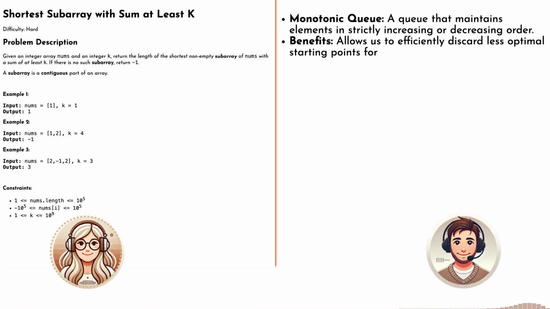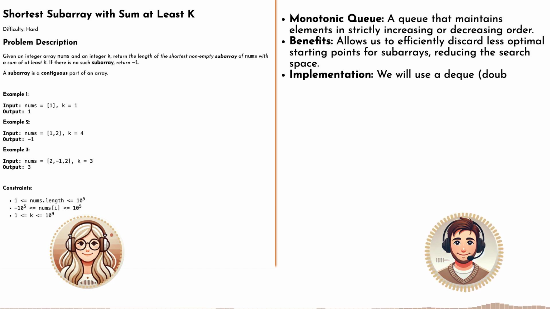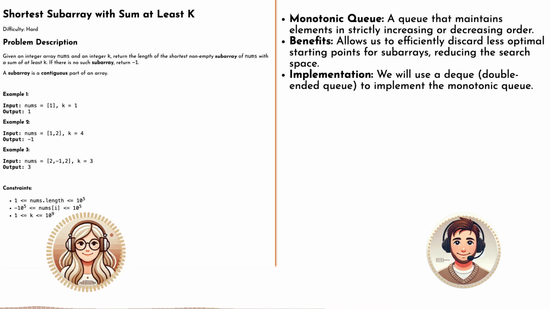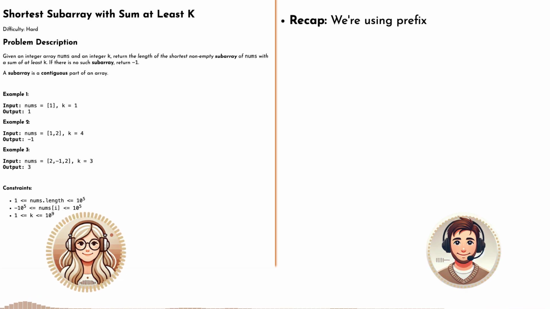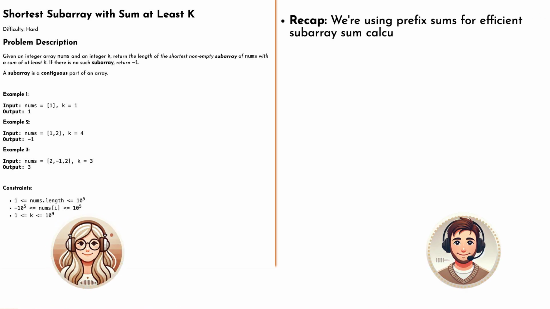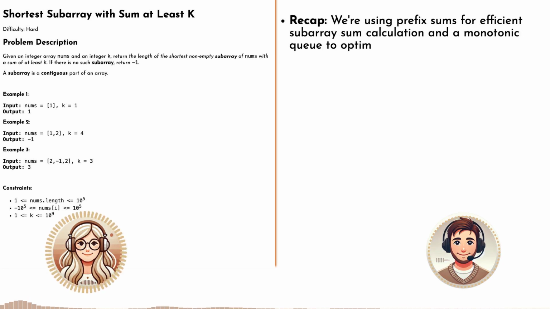Last time, we left off talking about this idea of using a monotonic queue to solve our shortest subarray problem. We figured out brute force is way too slow, and that prefix sums give us that speed boost, but we still need to figure out a way to efficiently manage those potential starting points for the subarrays.